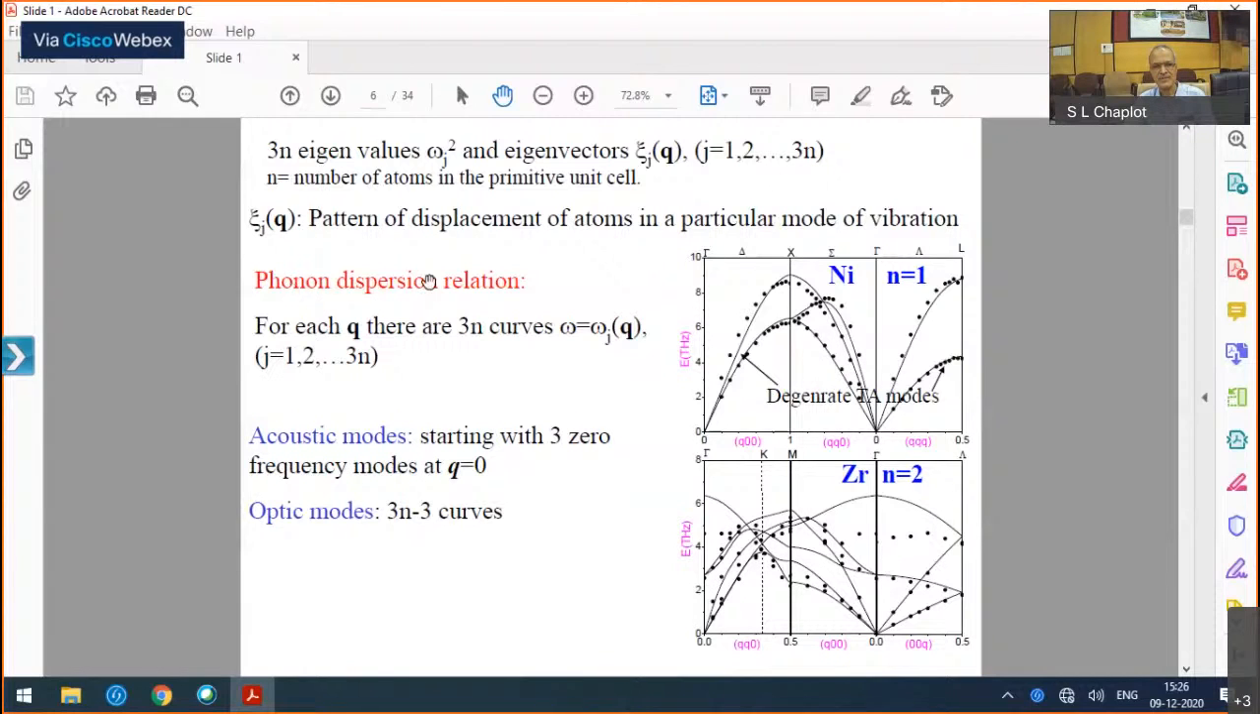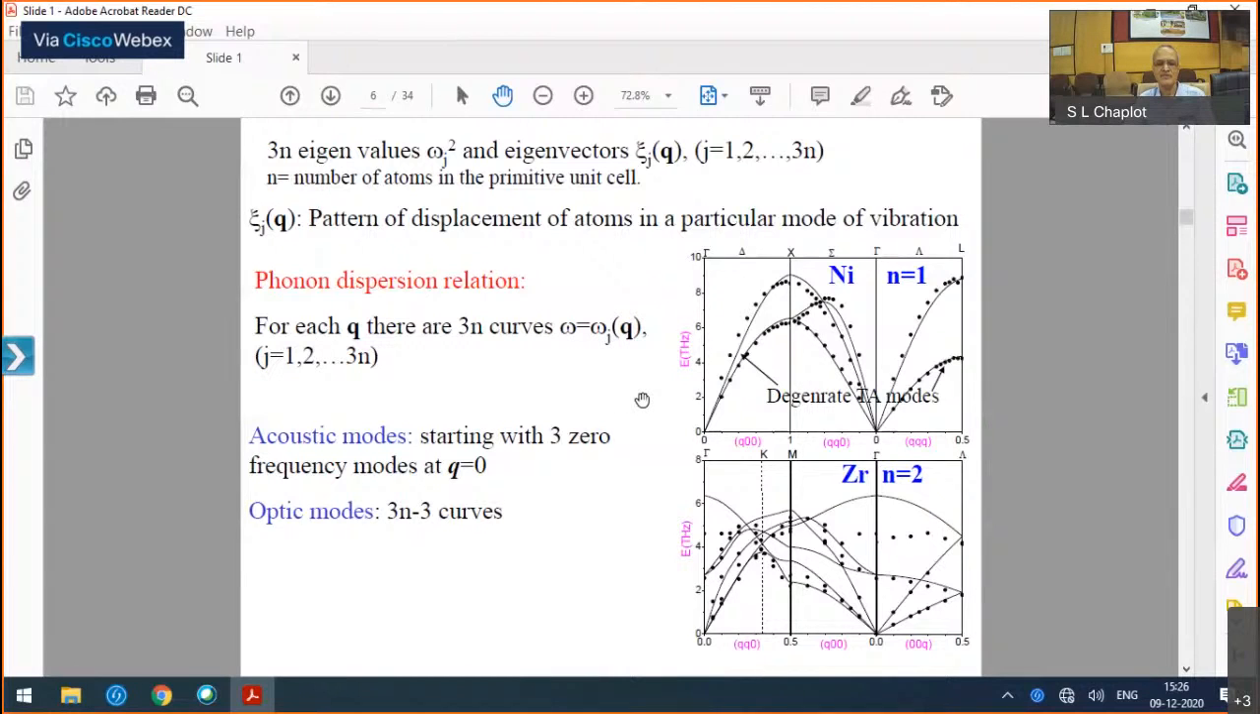So this relation, omega equal to omega jq, that is, the frequency expressed in terms of the wave vector as a function of the wave vector for these different 3n phonons for each wave vector, is called the phonon dispersion relation.